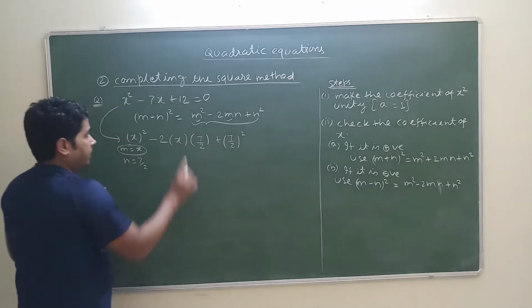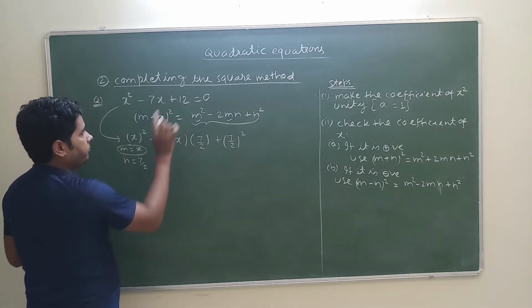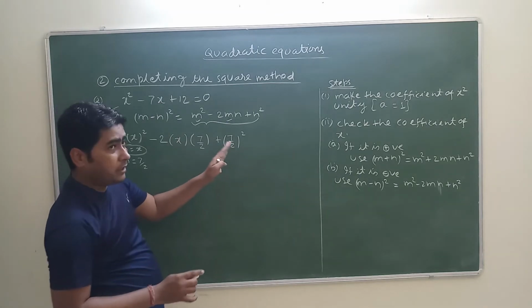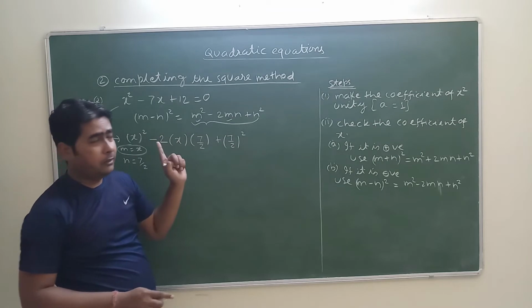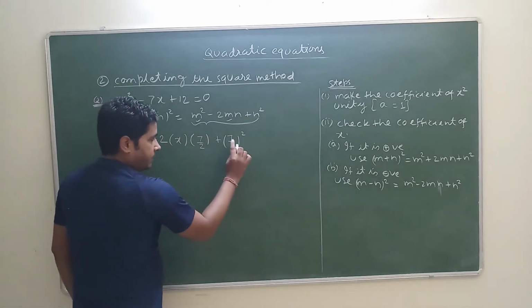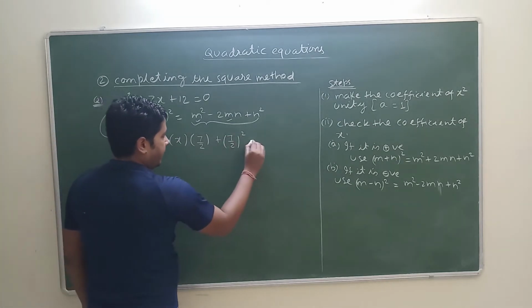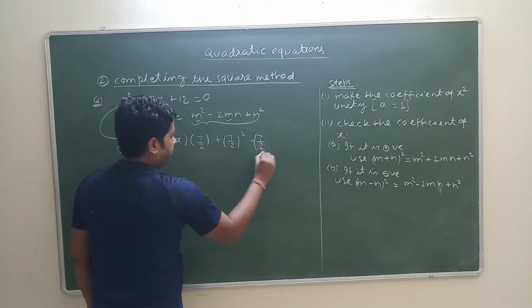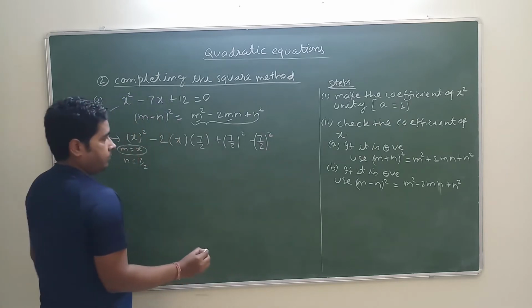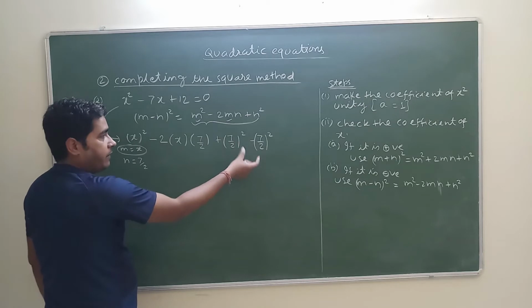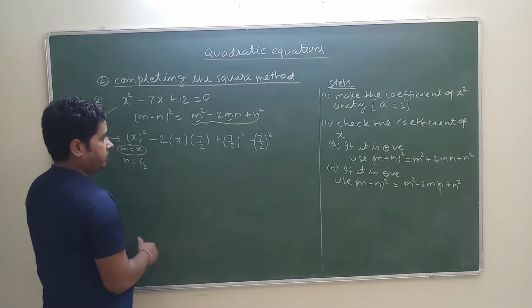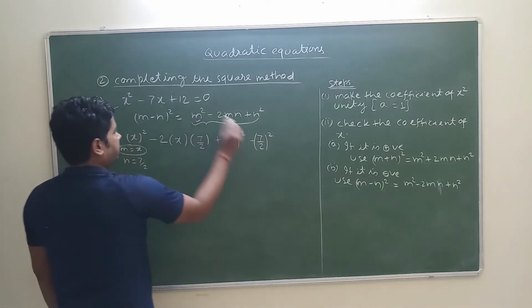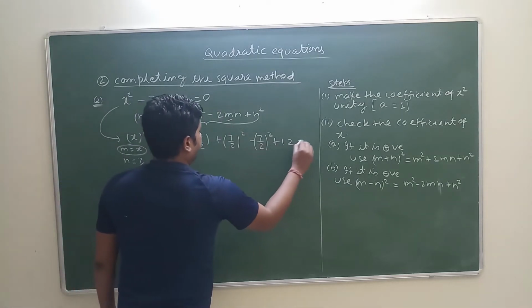Now you can see there was no 7 by 2 whole square term. I have written it just to complete this identity. It was not there in the question, right? So to balance this, I am going to subtract this also. Now this term is balanced. I have added 0, and adding 0 to anything will not affect the result. Now in the last, I am going to write this 12.